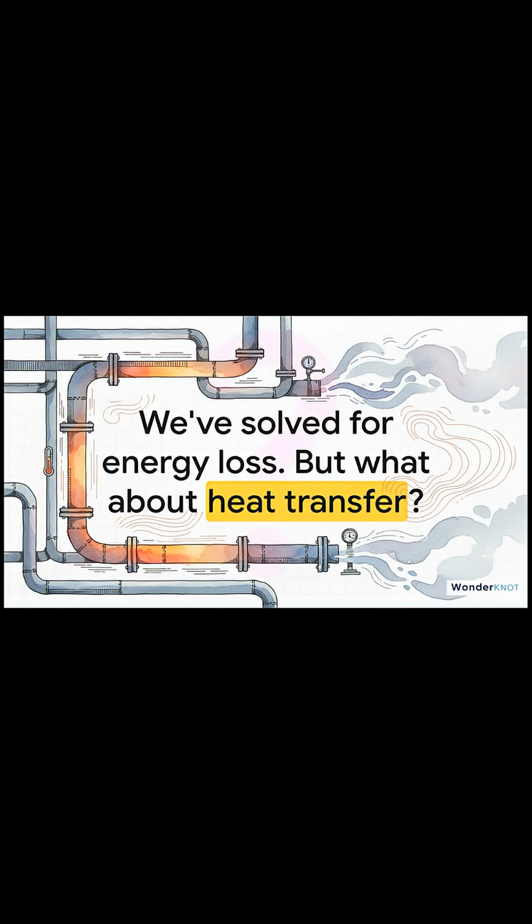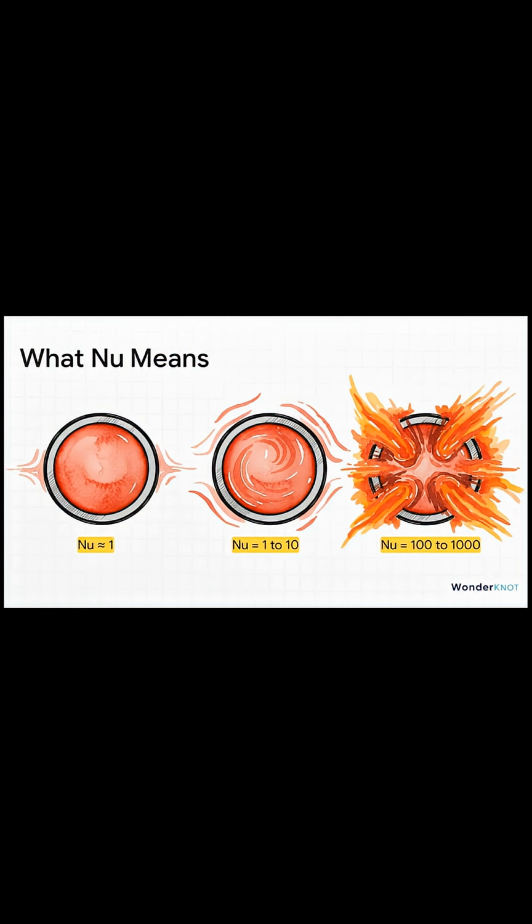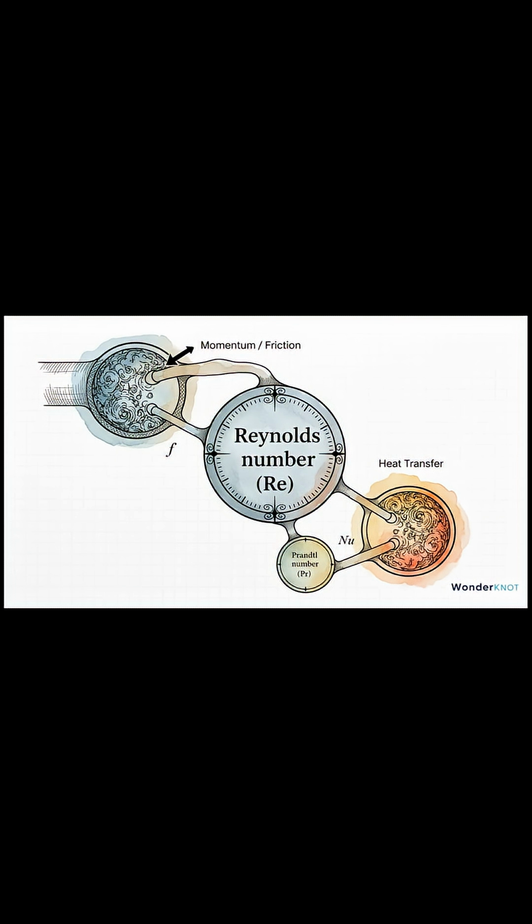All right, so we've cracked energy loss from friction, but that's not the only thing going on inside that pipe. For that, we need a new tool, the Nusselt number. It tells us how much the fluid's motion is boosting heat transfer. It's simple, really. A higher Nusselt number just means you have way more active convective heat transfer. And here's the really cool part. Just like friction, heat transfer is also tied to that same chaos score, the Reynolds number.